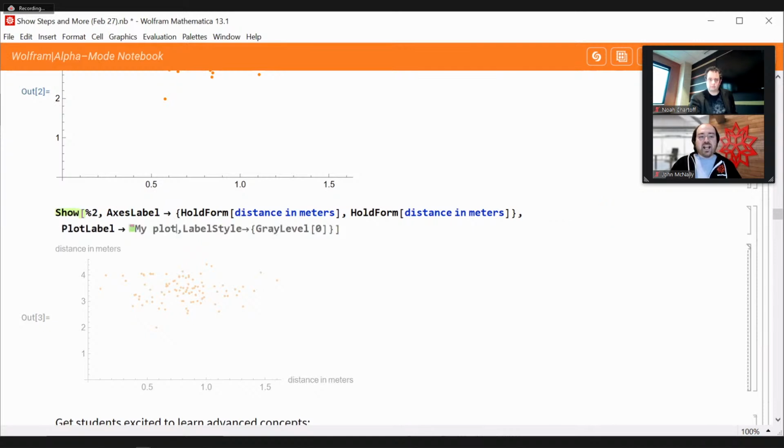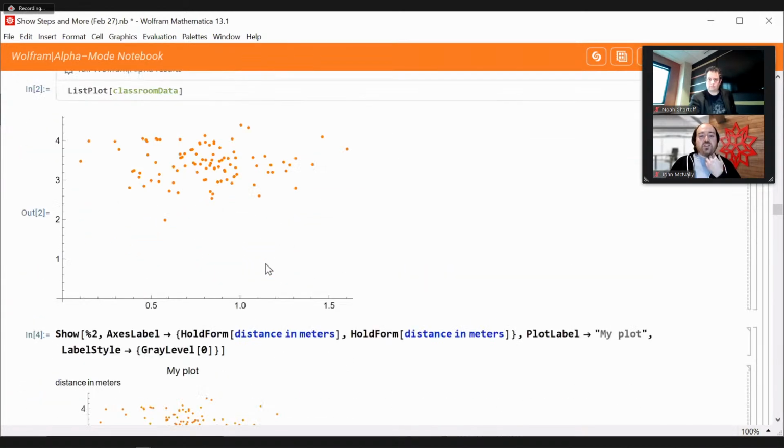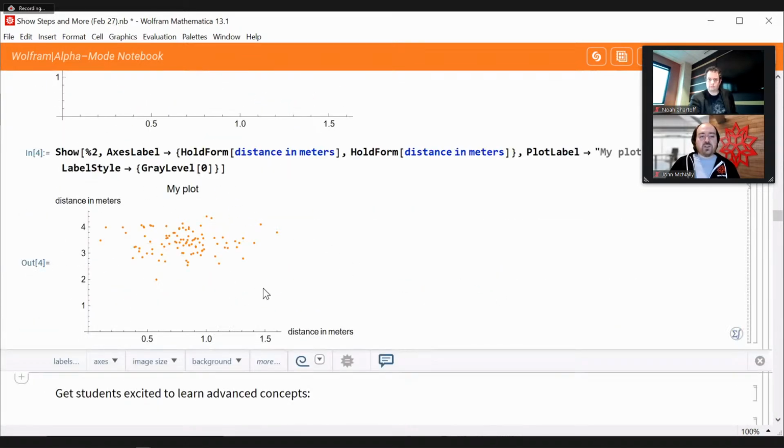So if I just add something in like that and then run this, now I've got my plot label there. Being able to quickly change these sorts of things and get the gist of how they work, so that you can go in and make changes, is one feature that I really like about this.